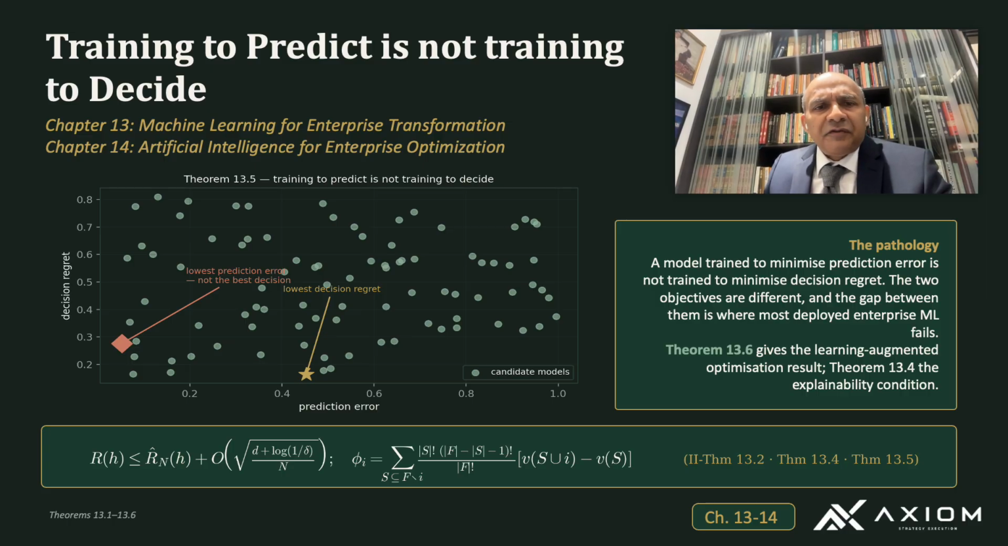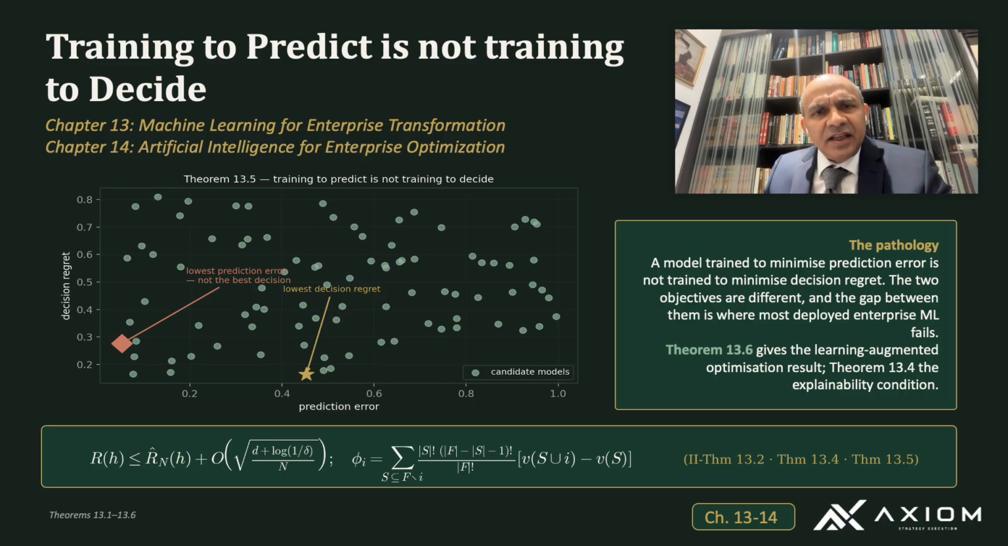And Theorem 13.5 is about prediction optimization integration. So prediction error translates directly into decision regret. If the objective is Lipschitz in the estimated quantity, then optimization based on an imperfect prediction loses at most 2L times the prediction error. So statistical prediction guarantees become quantitative decision quality guarantees.